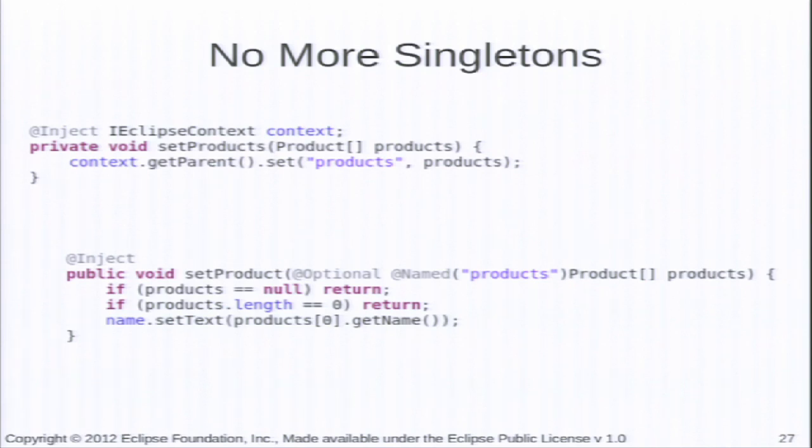On the consumer side of things, the consumer says, I care about the product, or the products, I guess. So I'm going to add a method on the consumer. So these are two different classes. The consumer says, when the products are changed, so I care about the thing named products, tell me about it. Right? So instead of having some service that manages the current product, selected product, or the current product in my workbench, I can just shove a value into the context, and the context in the Eclipse framework takes care of making sure that anybody who cares about that thing is told about it.